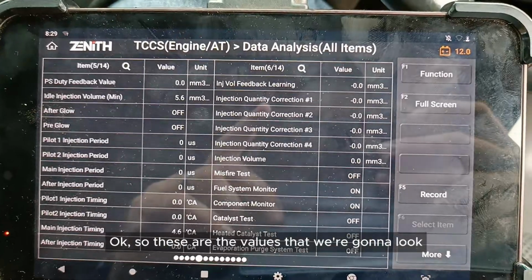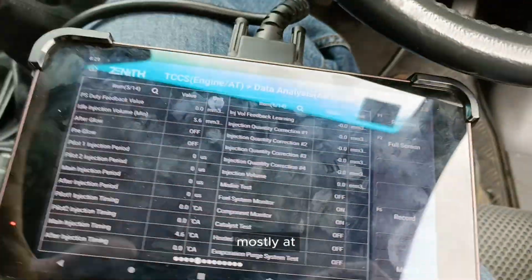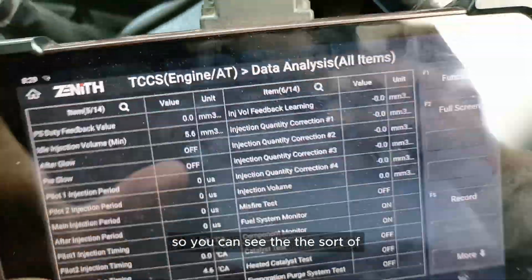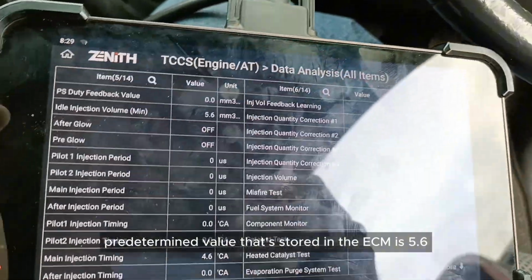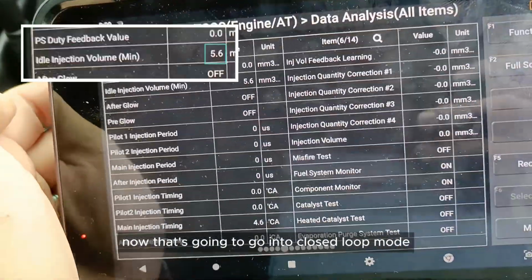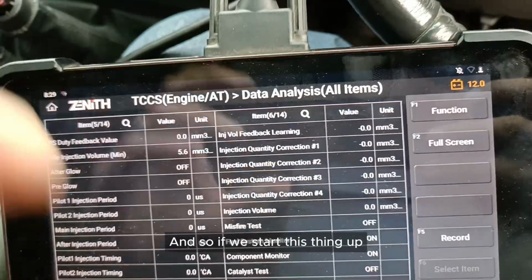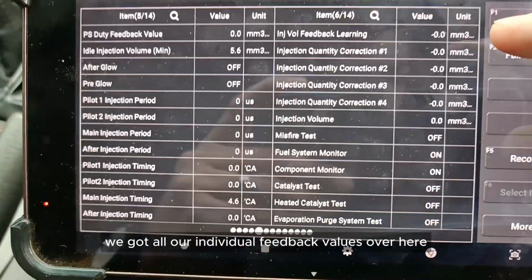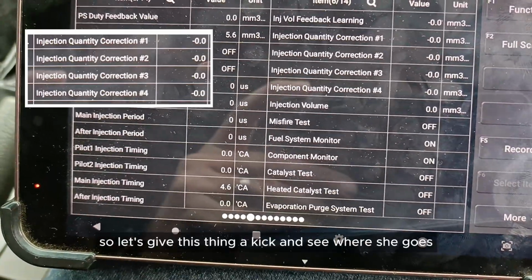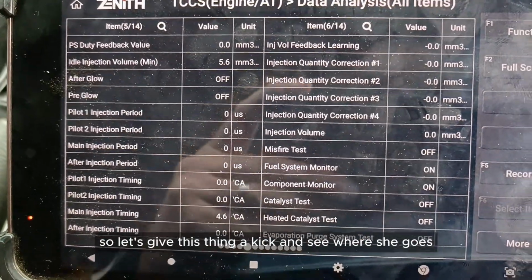Okay, so these are the values that we're going to look mostly at. You can see the predetermined value that's stored in the ECM is 5.6. Now that's going to go into closed loop mode the moment that we start it up, but that is the midpoint. And if we start this thing up, we've got all our individual feedback values over here. So let's give this thing a kick and see where she goes.